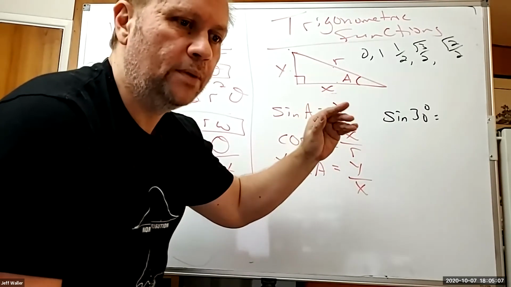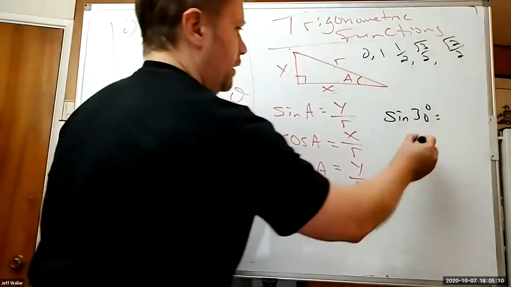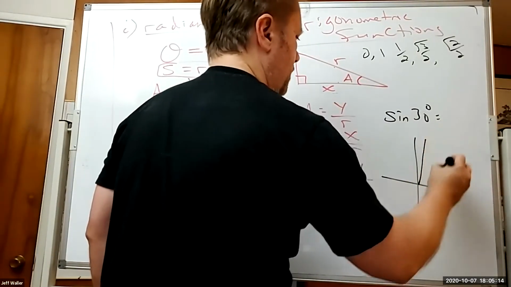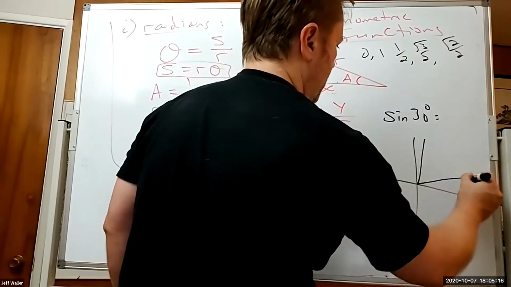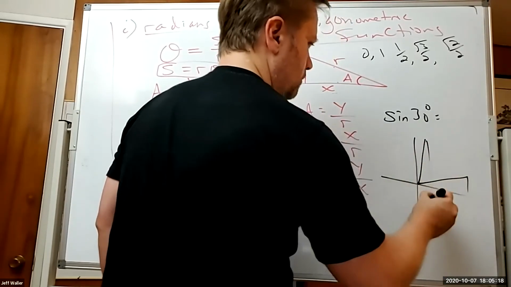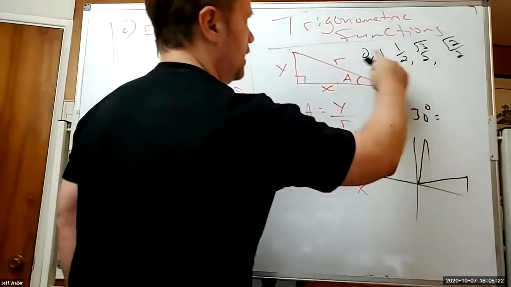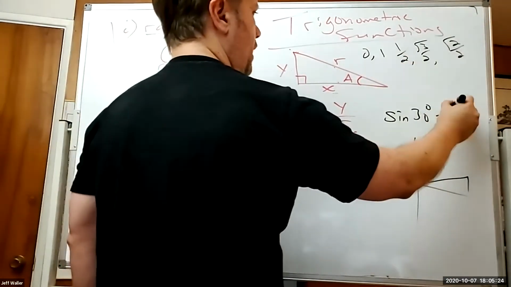So it's going to get bigger the closer the angle gets to the y-axis. If I'm close to the y-axis, sine is going to be big. If I'm far from the y-axis, sine is going to be small. So 30 is far away from the y-axis. It's going to be the smaller value. It's going to be 1/2.